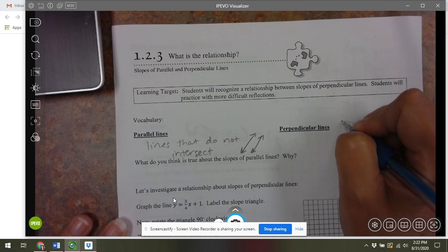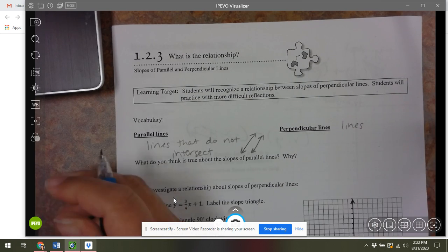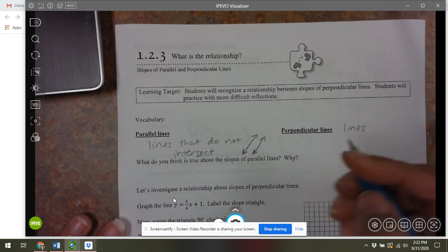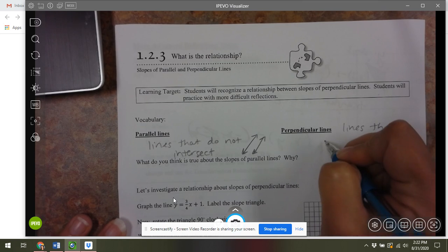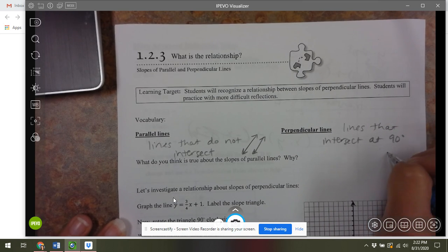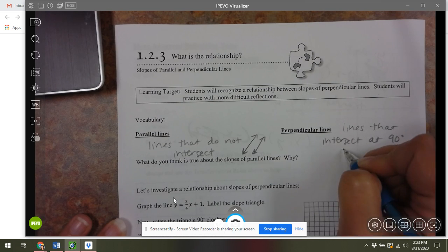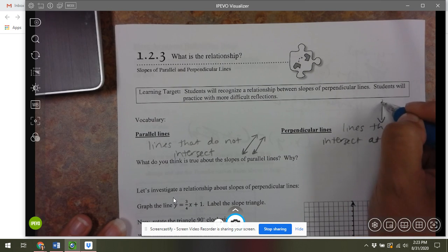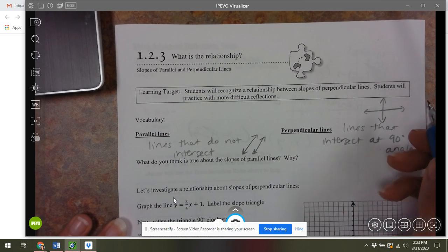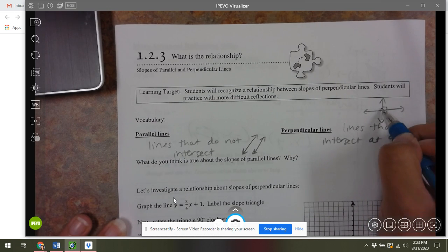Perpendicular lines. It's not enough to say lines are perpendicular. It says that they intersect. It's a special angle that they form. So lines that intersect at a 90-degree angle. So these lines make a 90-degree angle. I'm sure you've seen before the way we mark a right angle and 90 degrees is the little box.